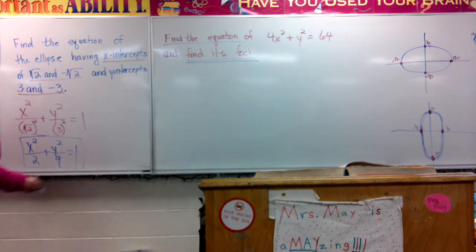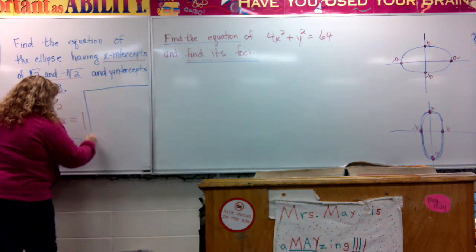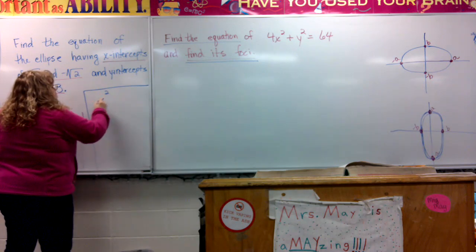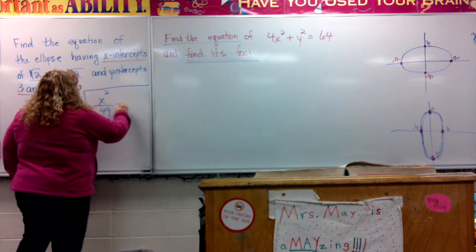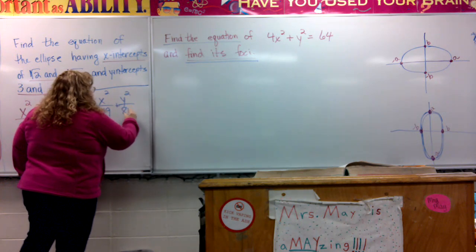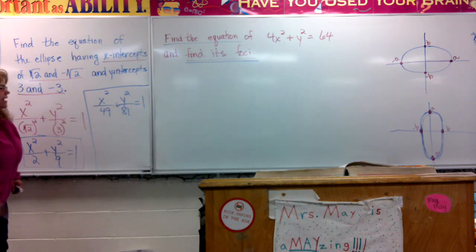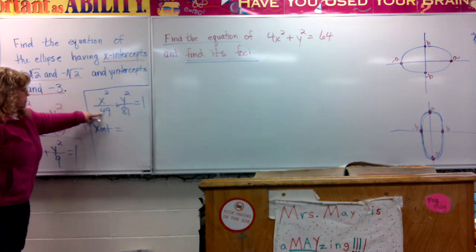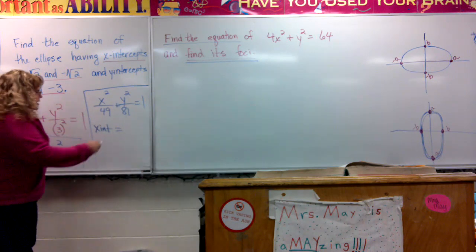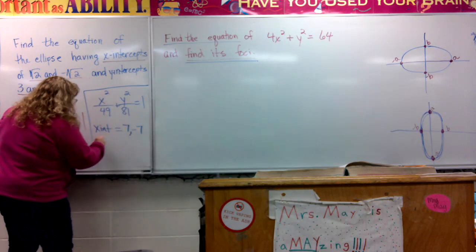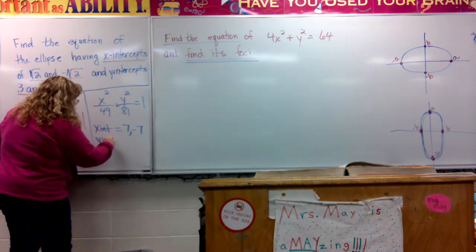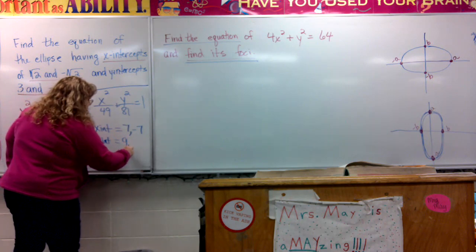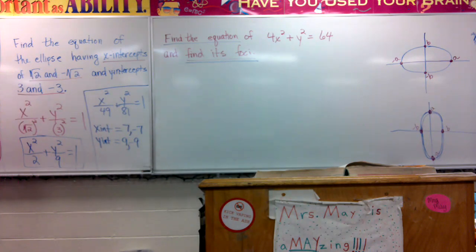What about if I ask you to go the other way? What about if I give you x squared over 49 plus y squared over 81 equals 1? And what if I ask you what are the x-intercepts? 7 and -7. What if I ask you, what are the y-intercepts? 9 and -9. Isn't that part easy? Anybody with questions about this stuff? Not too bad.